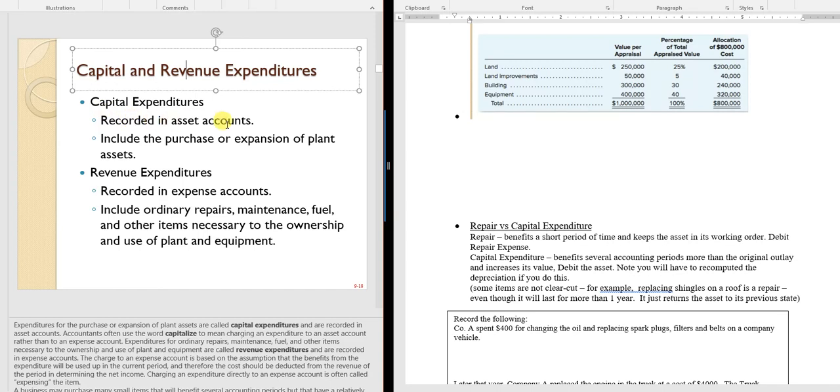Capital expenditures you record in the asset account. And I like to say a couple of rules. I don't know if they have this later on. If it significantly improves the asset, or it significantly extends the useful life, you have a capital expenditure. And by the way, sometimes accountants in the field disagree with us, and they argue back and forth on what it is. A revenue expenditure, notice, is recorded as an expense account, and it simply maintains the asset in its current state.